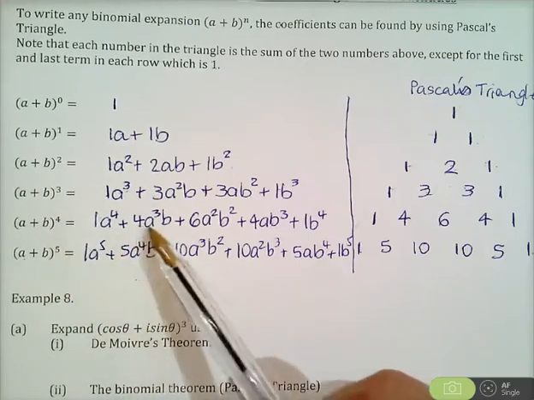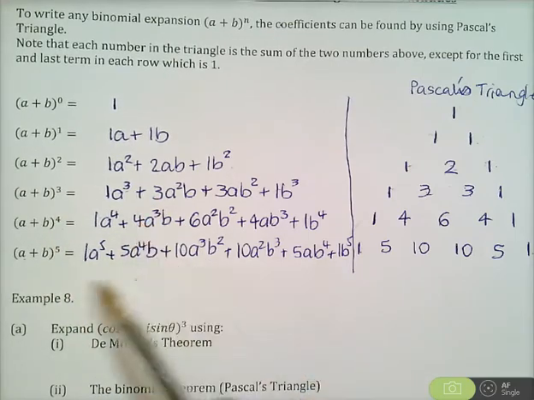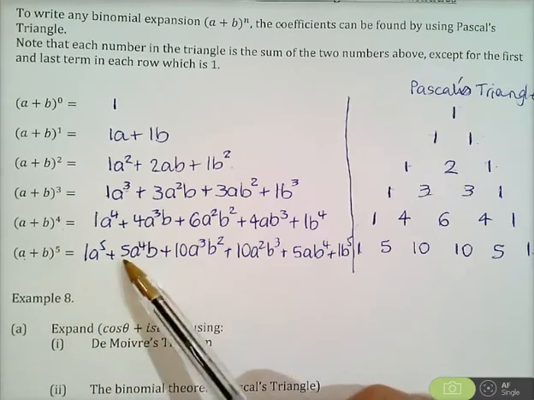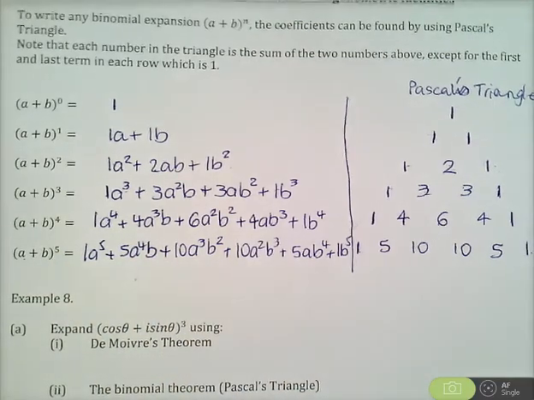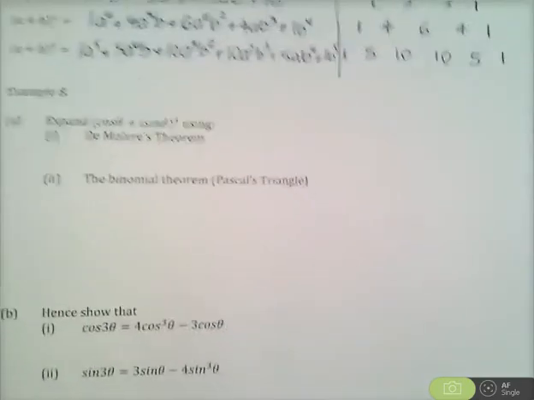(a + b) to the power of 4, the coefficient of the second term is 4. (a + b) to the power of 5, the coefficient of the second term is 5. Okay, now let's do an example.